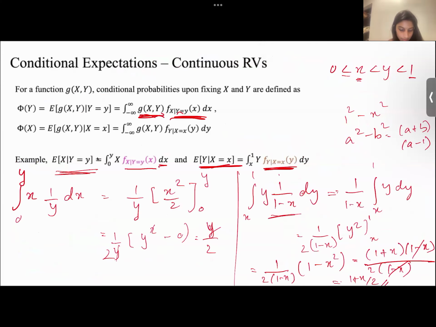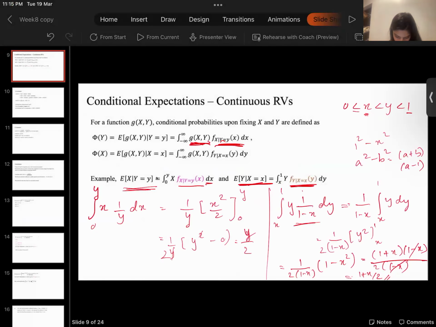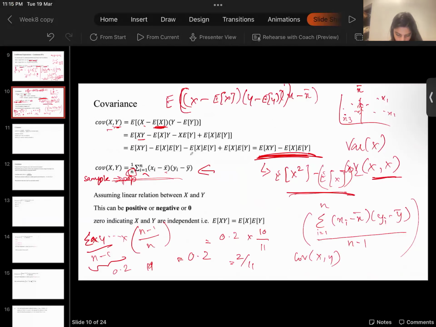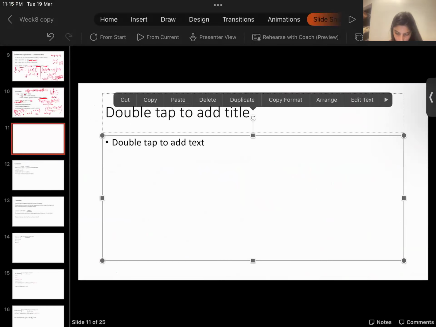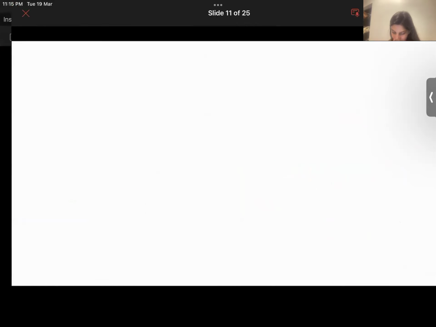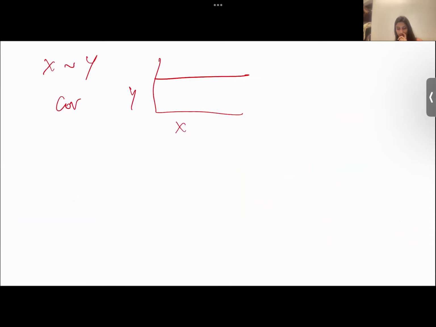And one more thing, let me just add another slide. Covariance could be either positive, negative, or zero. You assume that X and Y have a linear relationship. So your covariance value could be 0, which means there is no relationship between X and Y. So X and Y are independent, and covariance XY is equal to 0.